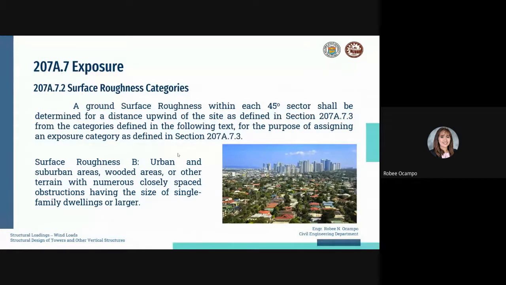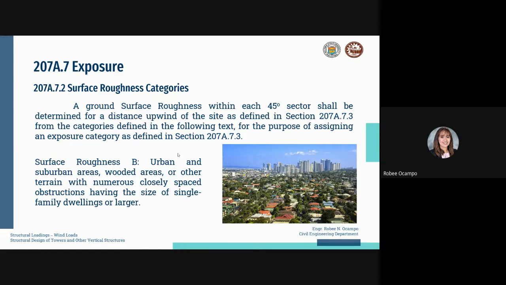Okay, so you have here the surface roughness category. So before we could determine the exposure category, we need to determine first the surface roughness. So you have three: surface roughness B, C, and D. Okay, for the first one, surface roughness B, this includes urban and suburban areas, wooded areas, and other terrains with numerous closely spaced obstructions having the size of single family dwellings or larger.